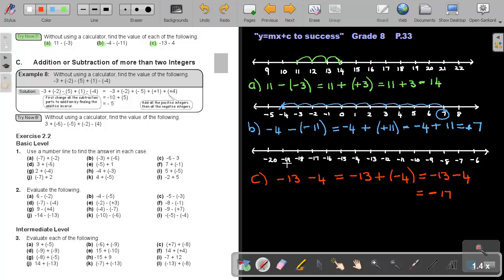And let's check it on the number line. There is negative 13 and it's negative 4. So it's to the left and it's 4 units. So 1, 2, 3, 4. And my answer will be negative 17.